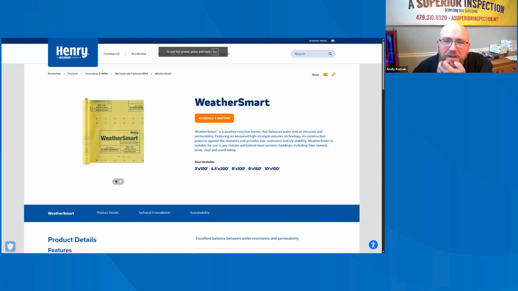Weather Smart is a weather-resistant barrier that balances water and air intrusion and permeability, featuring an advanced high-strength polymer technology. Its construction protects against the elements and provides tear resistance and UV stability. Weather Smart is suitable for any climate behind most exterior claddings and cooling fibers.